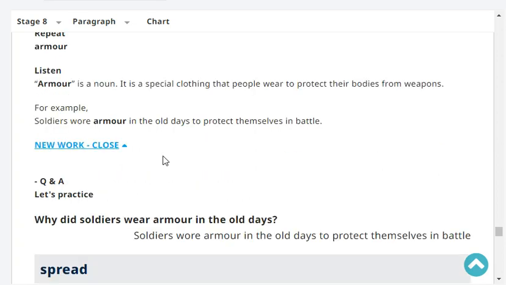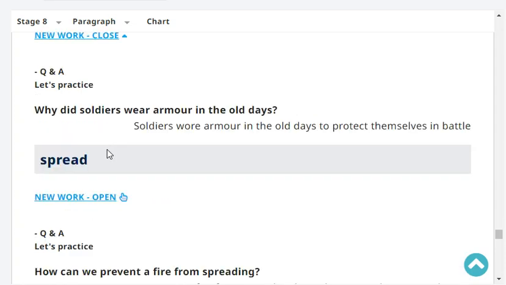Let's practice. Why did soldiers wear armor in the old days? Soldiers wore armor in the old days to protect themselves in battle. Very good.